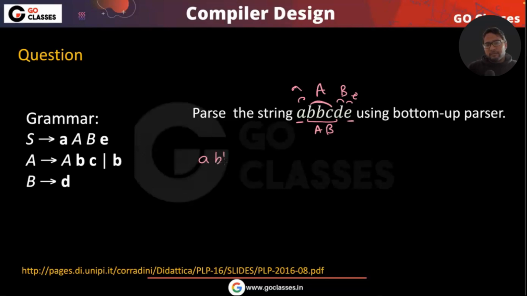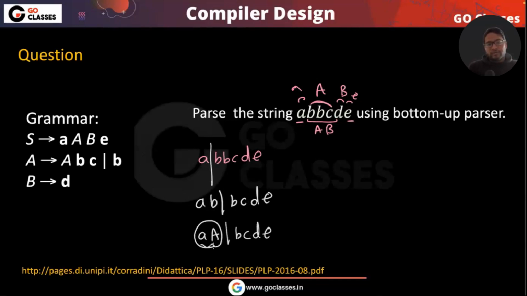This is A, B, B, C, D, E. Now this is small a. Should you reduce it to something? No, right? This small a should stay as it is. Then this is B, B, C, D. Should you reduce now? I don't think so, right? This B will not go anywhere. Or you should reduce. Yes, you should reduce basically. This should go to capital A. So this is capital A, B, C, D, E.